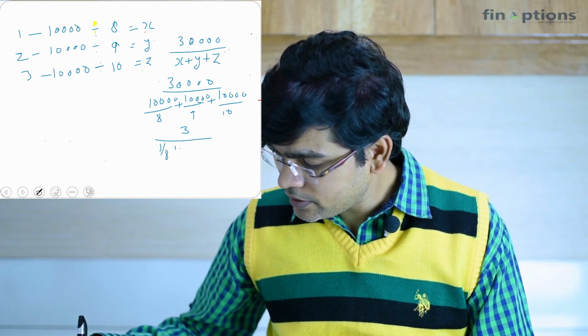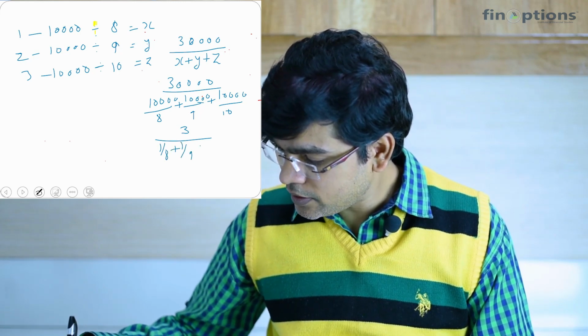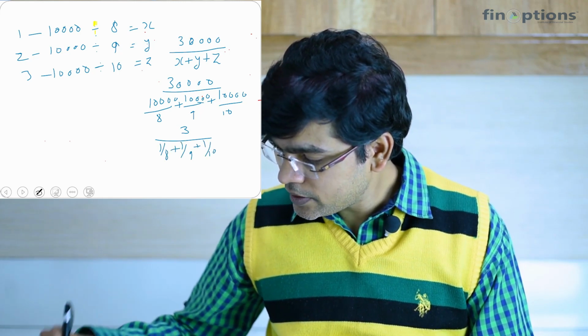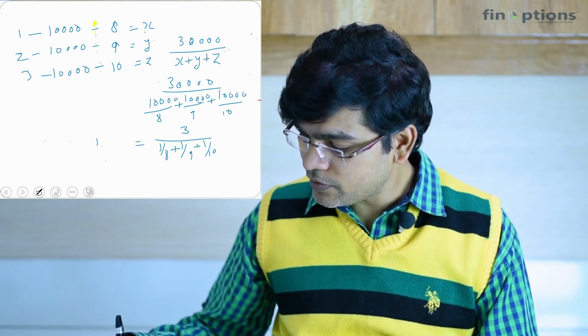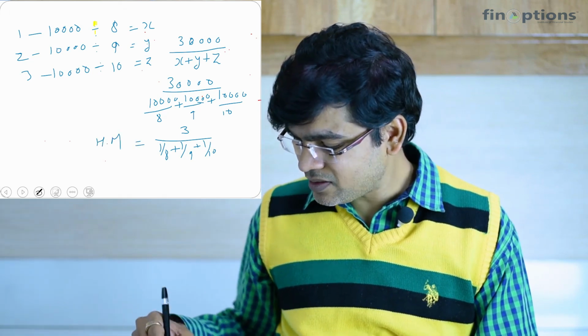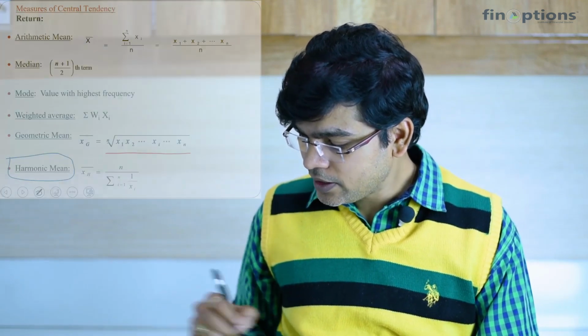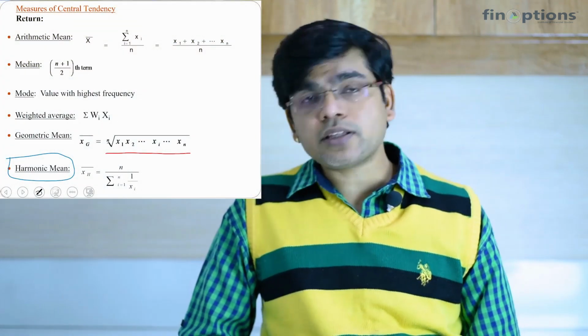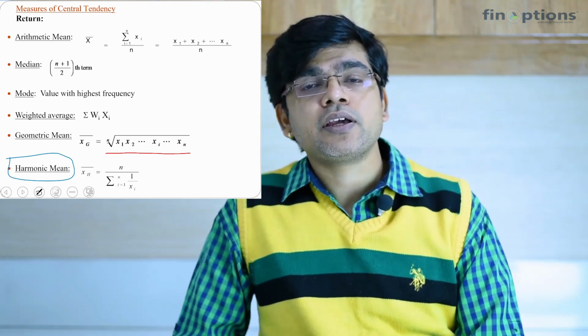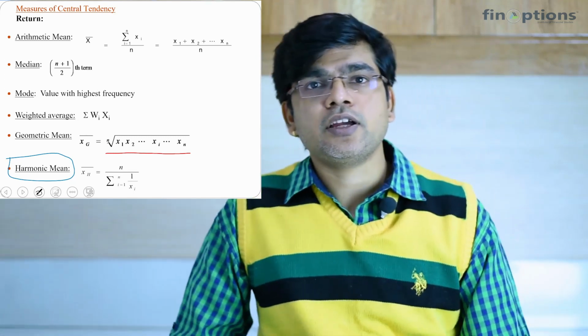1 upon 8 plus 1 upon 9 plus 1 upon 10, and what you get is what you refer to as your harmonic mean. So the thought of harmonic mean is not that complex. What we basically are saying is it is nothing but n divided by 1 plus x1, 1 plus x2, 1 plus x3, 1 plus xn, and you're getting basically the average cost per unit.